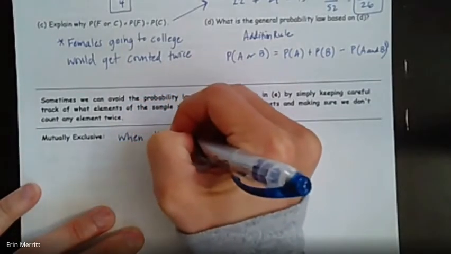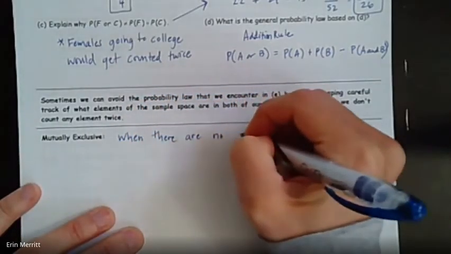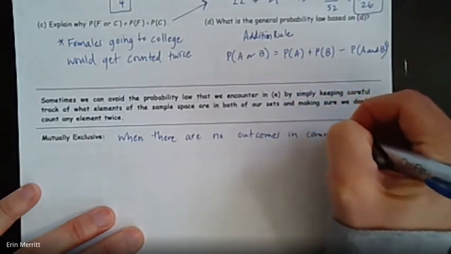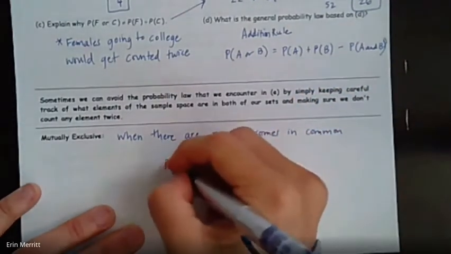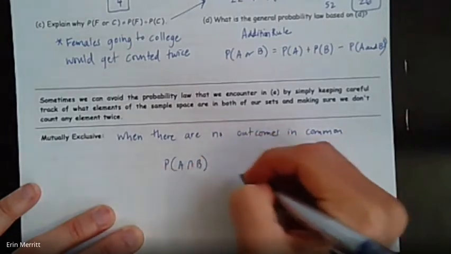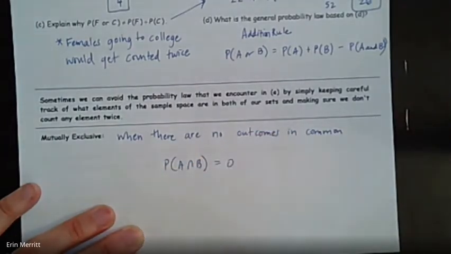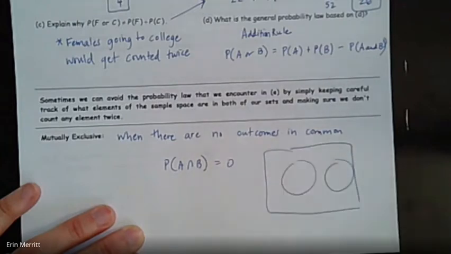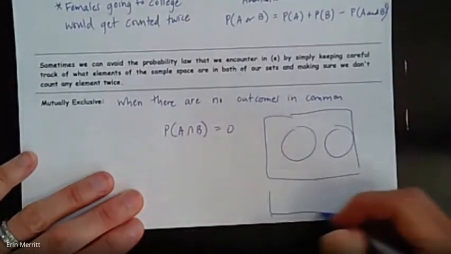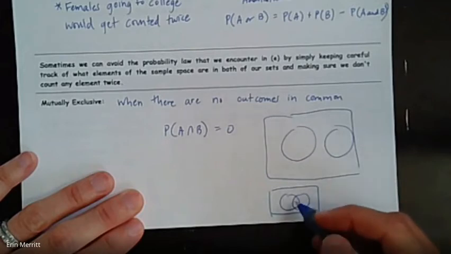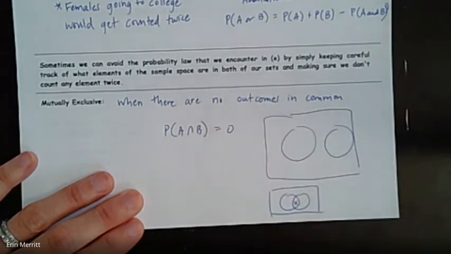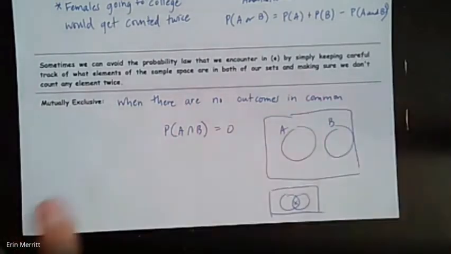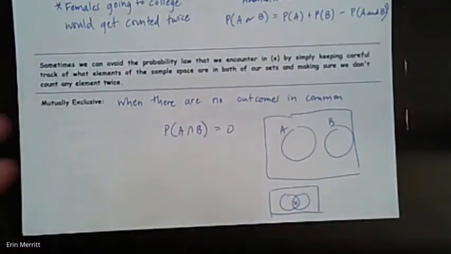So when there are no outcomes in common, like the probability of A intersect B would be 0. There's nothing in the overlap. Visually, you can think of it as two separate circles where they don't overlap, right? Or you can think about it where they overlap, but there's nothing in here. There's literally nothing going on in the middle. So it's however you want to think of it. Sometimes it's easier to think of the visual where they don't overlap at all. But that's it for that page.